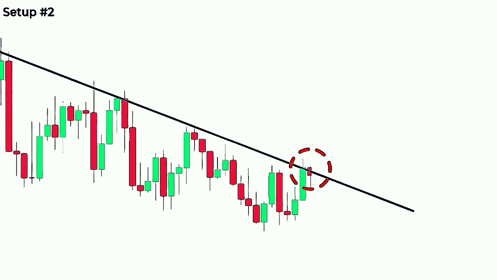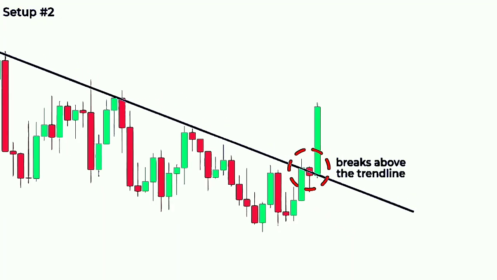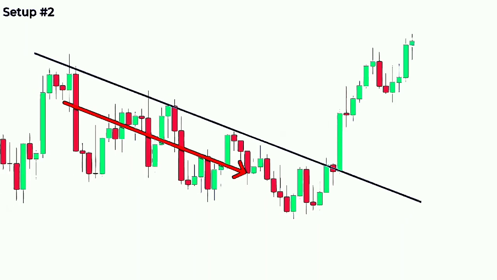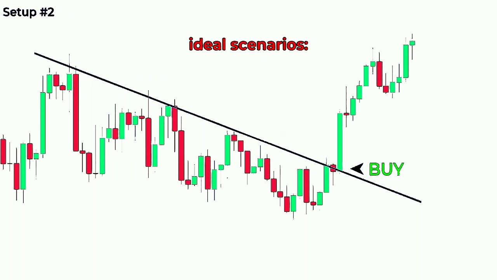But right here, price broke above the trend line, and soon after, the trend shifts from a downtrend to an uptrend. Knowing this, the next time price breaks out of a trend line during the downtrend, we could set up a possible buy trade. But keep in mind, the examples I showed you are just ideal scenarios.